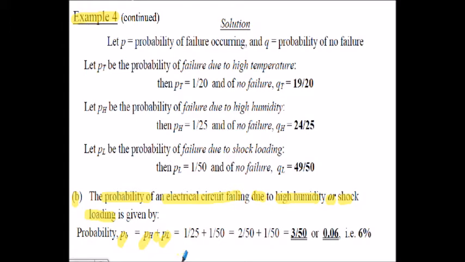loading. So from above we can see pH is 1 upon 25. We add that to PL, which is 1 upon 50. That gives us 3 upon 50 as the probability, or 0.06 or 6% probability.